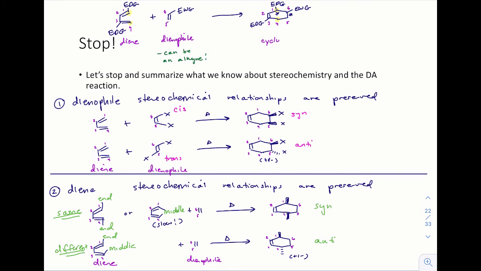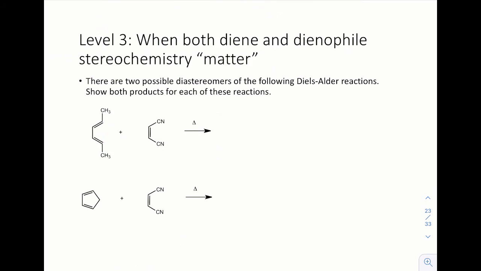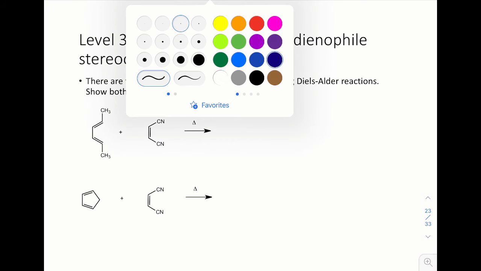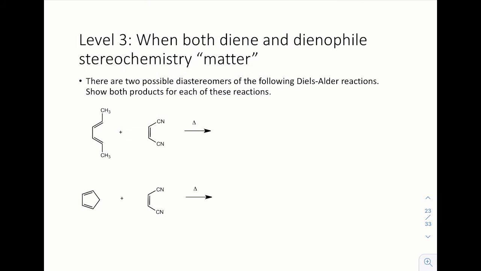Once you're comfortable with this summary, let's move on. We have two more big things to learn, and then we're done. As it turns out, there are two possible diastereomers for each of the following Diels-Alder reactions. Draw both products of these reactions. Really give this a shot. It's going to test what you have learned so far, which is good. You don't know what you know till you try.